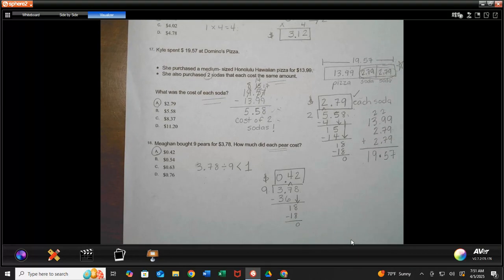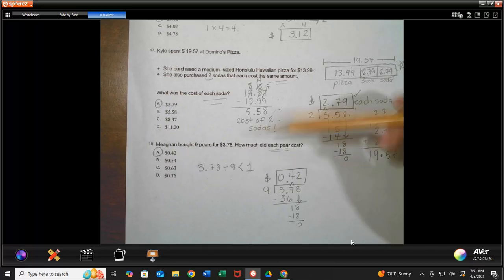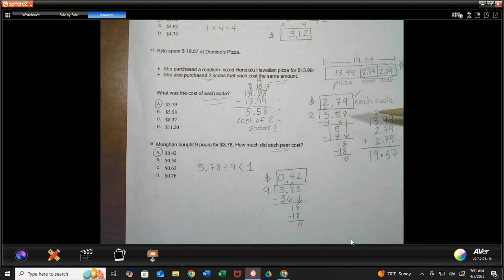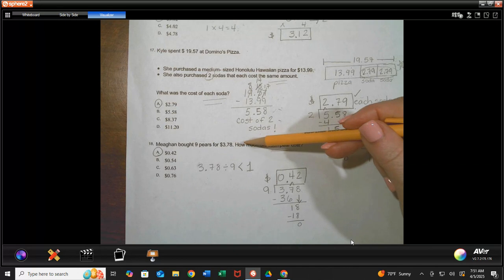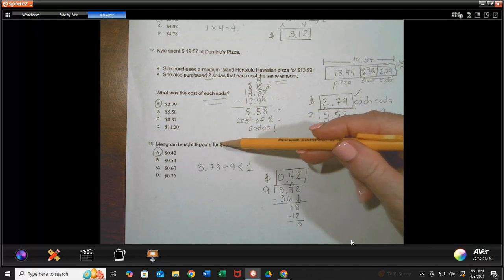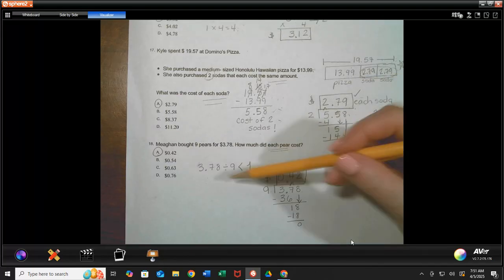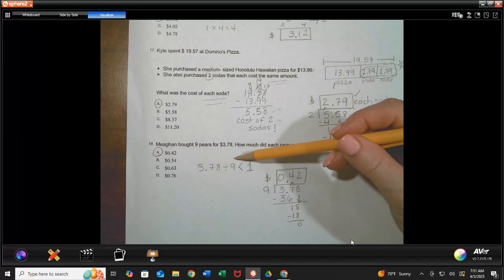Number 19, Megan bought 9 pairs for $3.78. How much did each pair cost? So this right here is my stereotypical division problem where I have the total and I need to find the unit rate. If I know that 9 pairs equal this total and I want to find out how much each pair is, I'm dividing. So I already know my answer is going to be less than 1 because my dividend is less than the divisor.